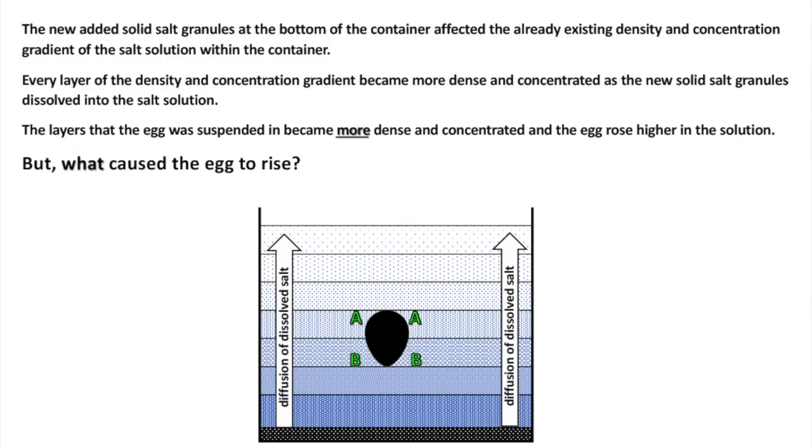The new added solid salt granules at the bottom of the container affected the already existing density and concentration gradient of the salt solution within the container. Every layer of the density and concentration gradient became more dense and concentrated as the new solid salt granules dissolved into the salt solution. The layers that the egg was suspended in became more dense and concentrated, and the egg rose higher in the solution. But what caused the egg to rise?